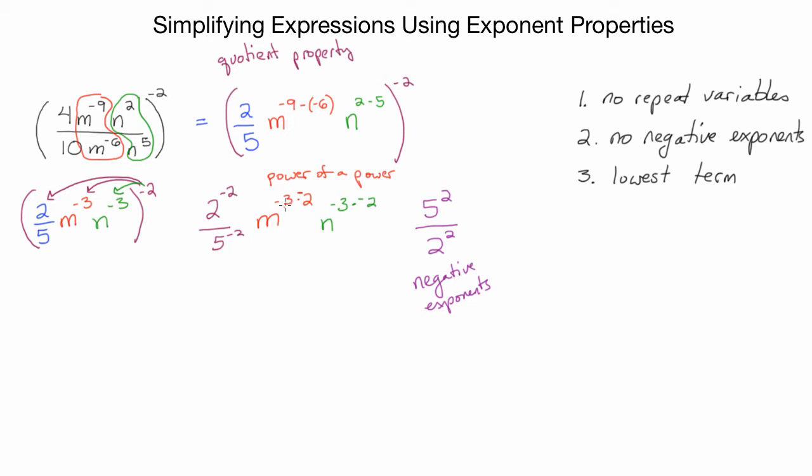Let's deal with the m. So m to the negative 3 times negative 2 becomes m to the positive 6th power. I like positive exponents. And then n becomes negative 3 times negative 2, which becomes n to the positive 6th power as well. So I'm using my power of a power property, multiplying my exponents together, and I'm getting closer. I'm right there. So my final step is I'm going to rewrite it all together. 5 squared becomes 25 times m to the 6. It's a positive exponent, so it's on the top of the fraction, times n to the 6th. And it's all divided by 2 squared, which is 4.